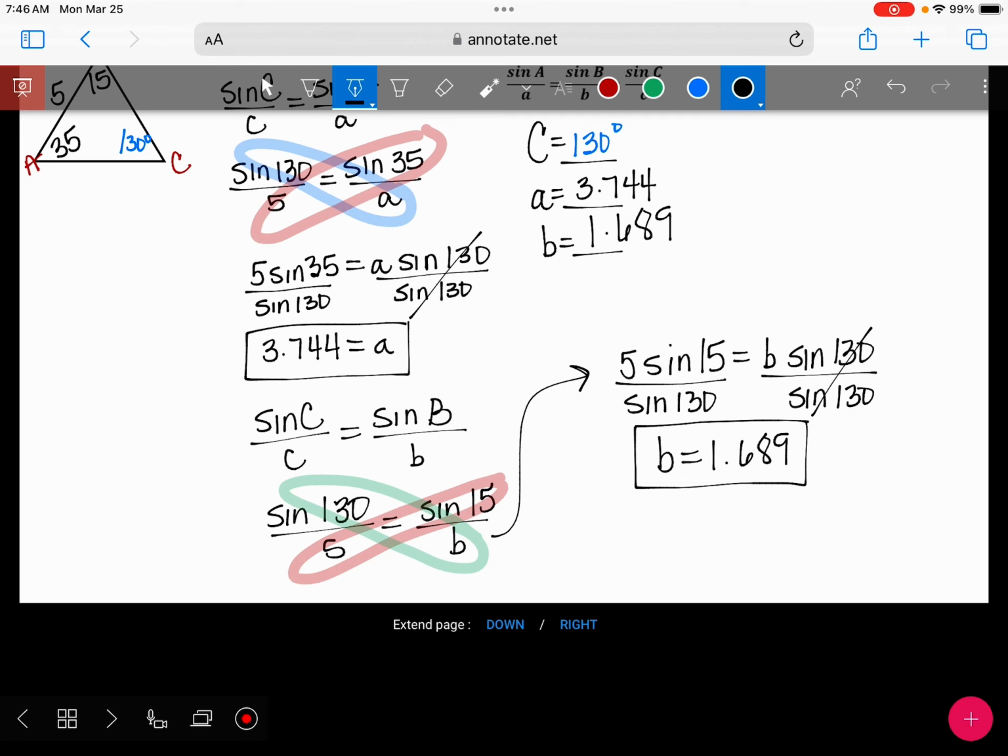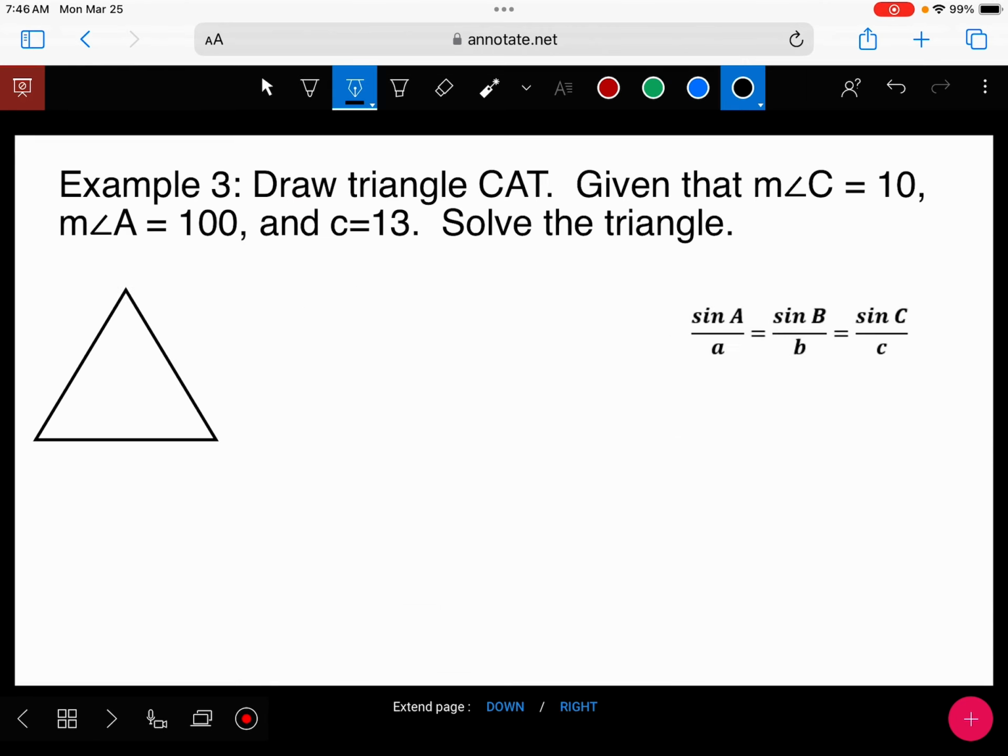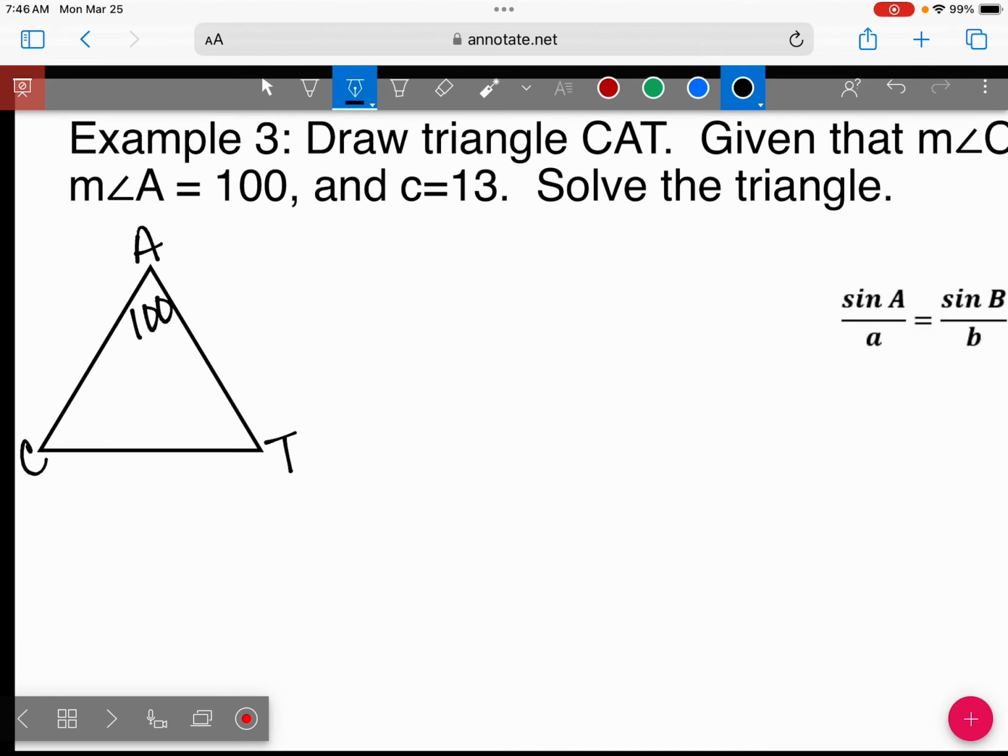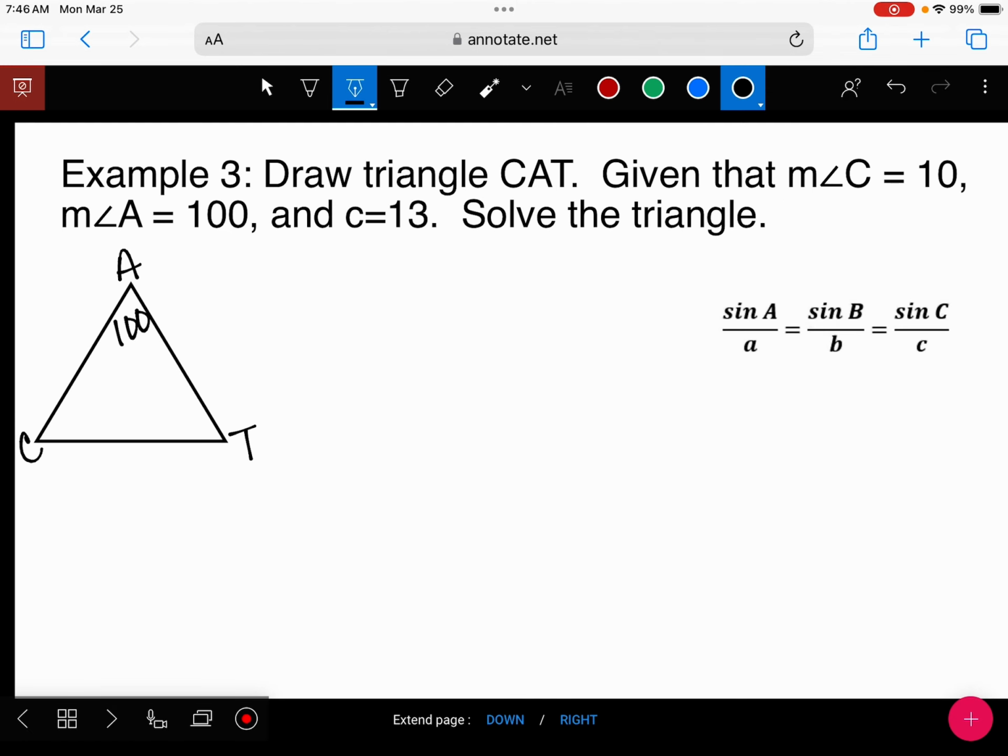Any questions about the law of sines and how to set it up? All right, let's go ahead and do one more. I'm going to give you a minute to do this one on your own, and when you get your answers, raise your hand and I'll tell you if I agree. And we'll end there.